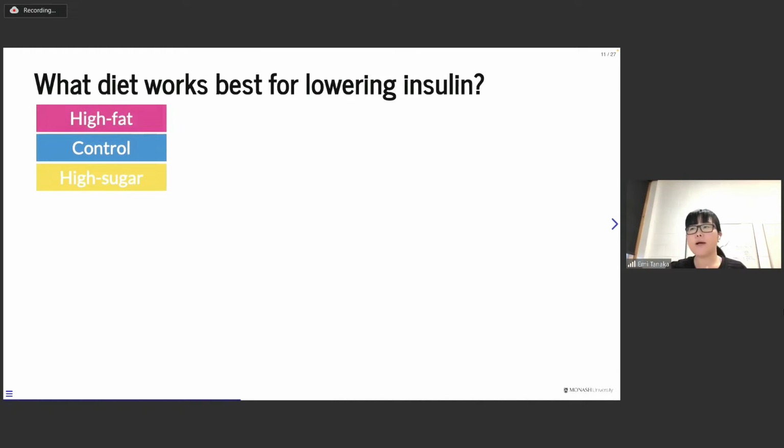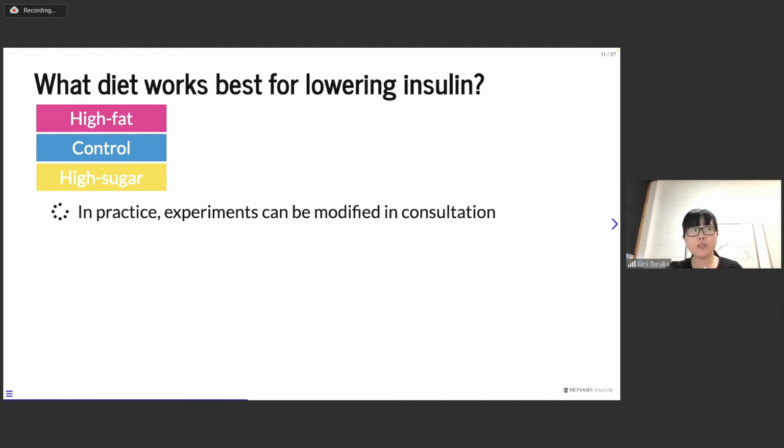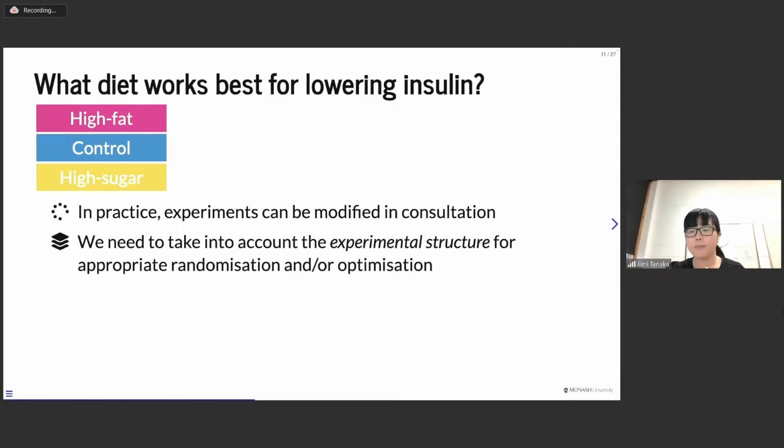But in practice, experiments can be modified during that conversation. So here the domain expert might have said, okay, actually, we want to include the high-fat diet as well in terms of comparison. So you put that in, but then also there's possibly some experimental structure in that experiment, right? Which you have to put in your designing process in order to do your appropriate randomization or optimization process. So again, you require that information from the domain expert.